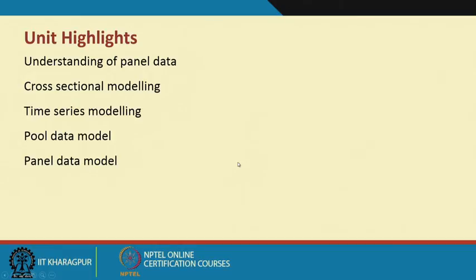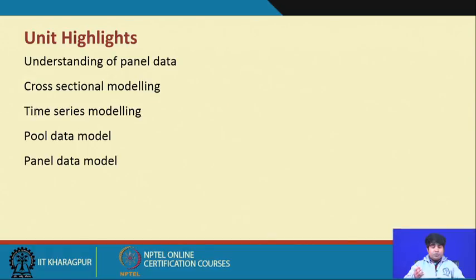So, the first requirement of this particular lecture is to understand the panel data structure, and then the same problem we can connect with cross sectional modeling, then with time series modeling, and we will go through pooled data structure, and then finally panel data structure.